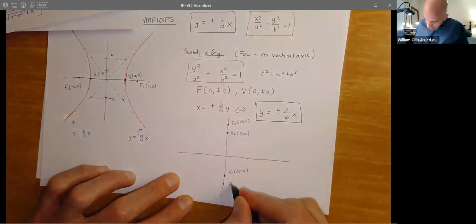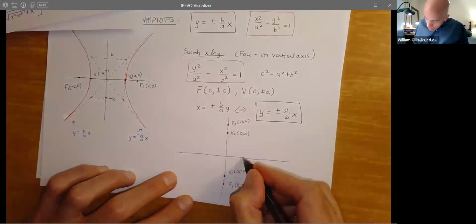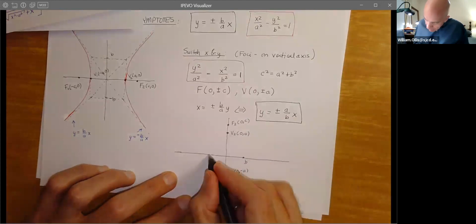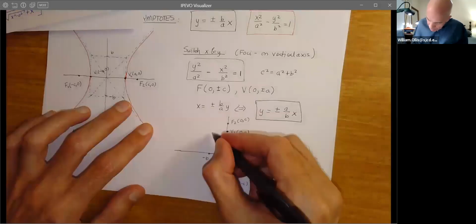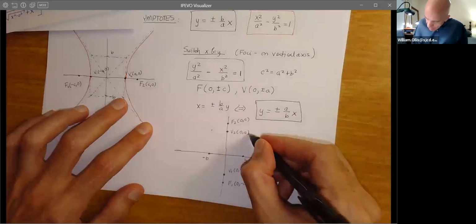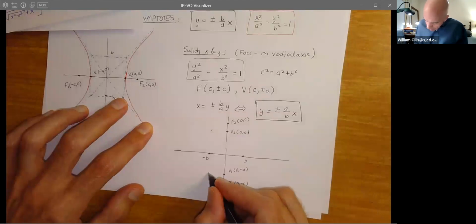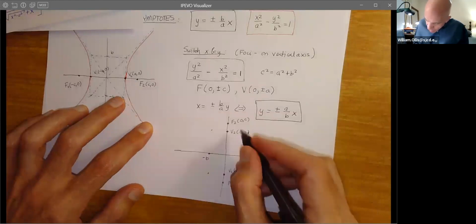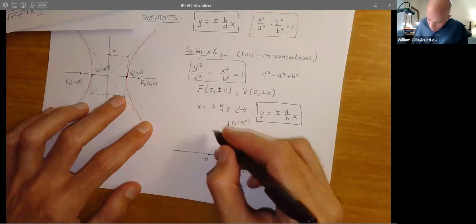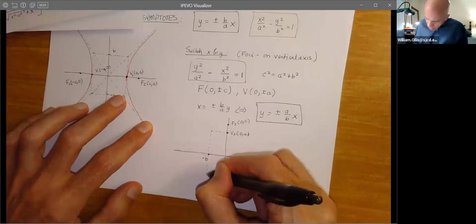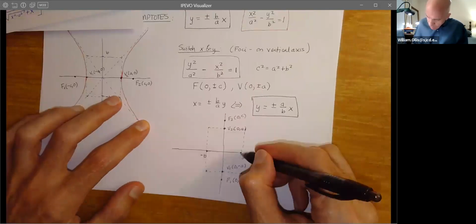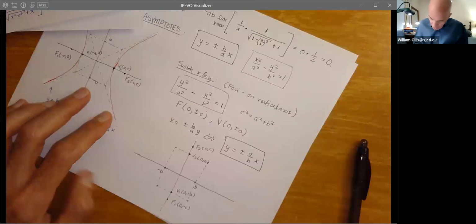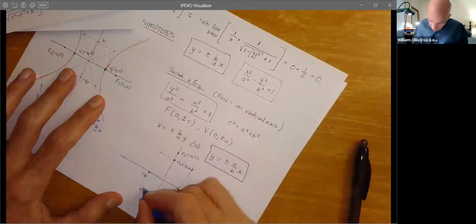So we have F1 at (0, negative c). And then, of course, you can put in your b's, and then draw your box from the a's and the b's. Again, this is not Rembrandt. It's just to give you a nice rendering that is reasonable. We can't draw a graph. We can't draw infinitely many points. We just draw a picture of the graph. And so now you go ahead and draw in your diagonals.